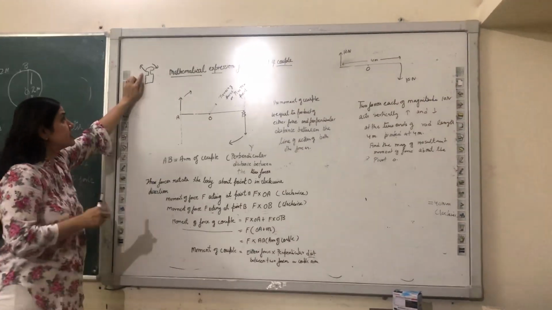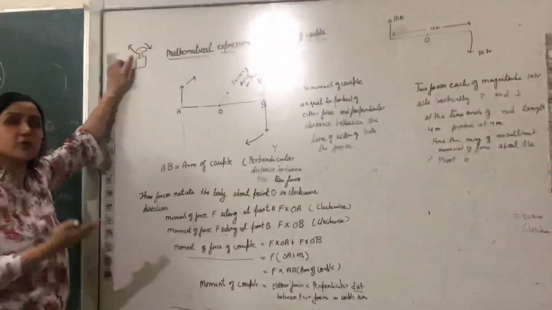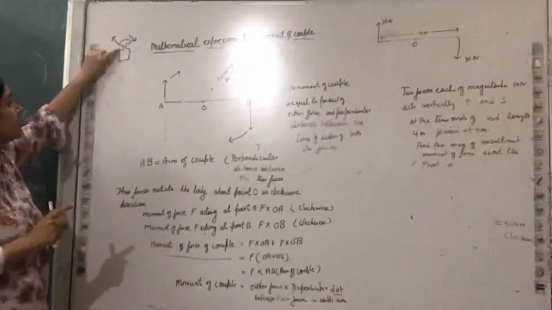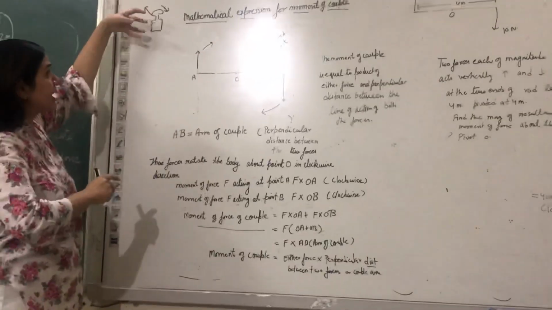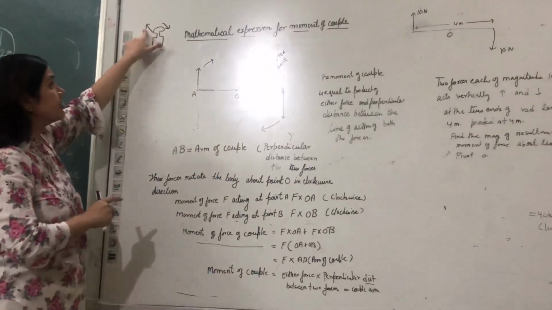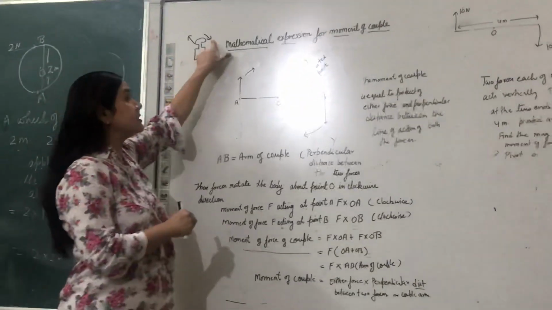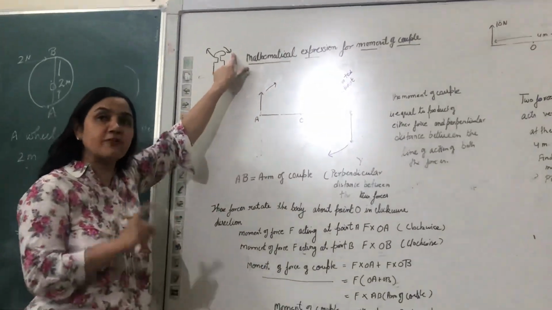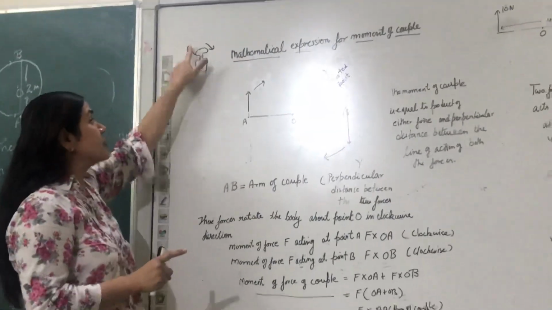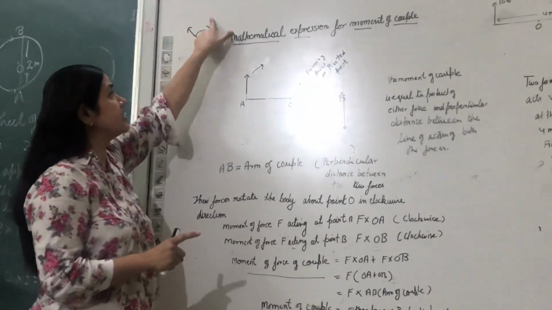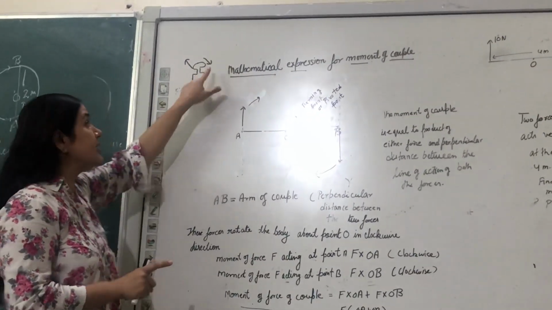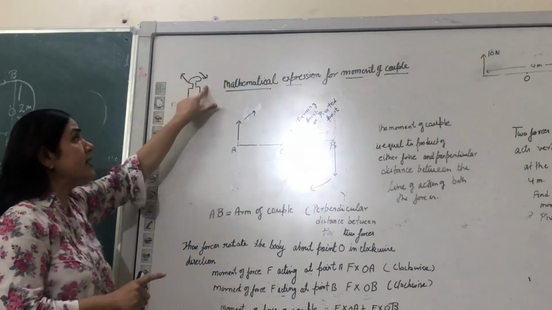So this is the ideal example for the moment of couple, where there are two forces. You hold the cap like this. One force acts over here, and the other force is here. These two forces are equal in magnitude and opposite in direction. This is the direction of one force, and this is the direction of the other force. And they are parallel and equal in magnitude.